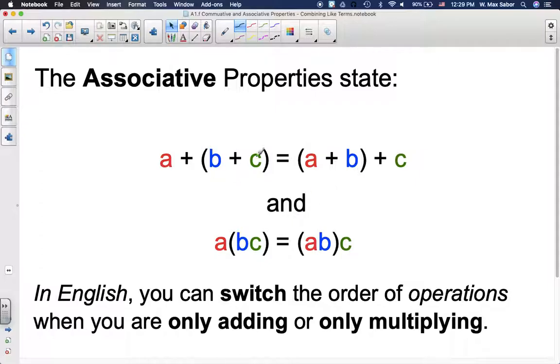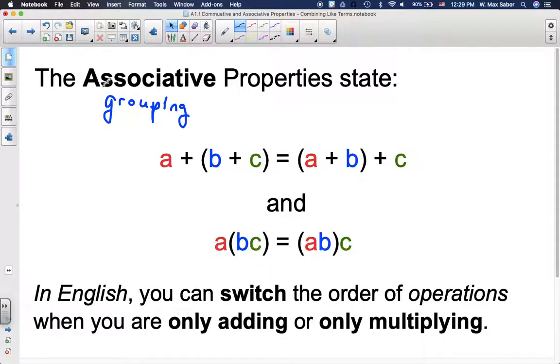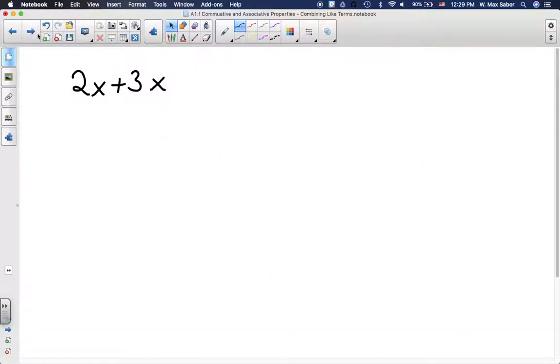Association is when we group things together. So this is grouping. Going back to commutative properties, this is about the order of the terms. So the order of the terms is commutative. The grouping of the terms is associative.